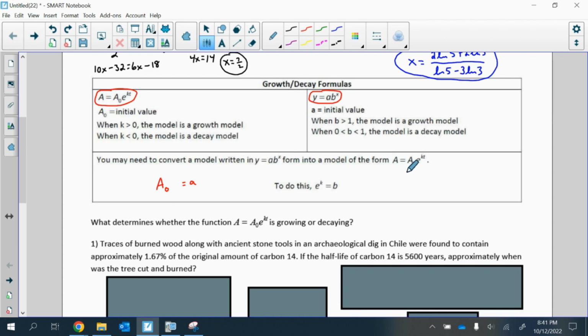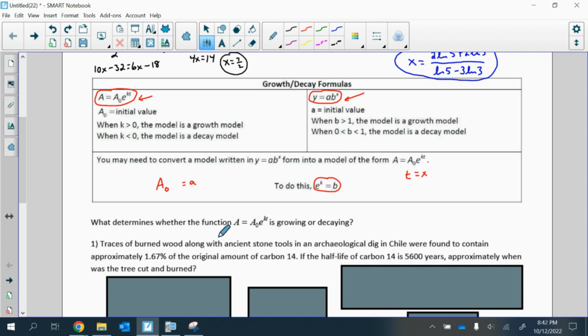And clearly the variables are going to be t and x are the same. So that leaves us with b has to equal e to the k. So if we have something written in this format, we can convert it to the format with a base of e by setting b equal to e to the k.